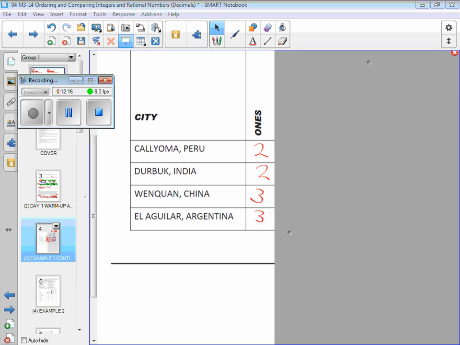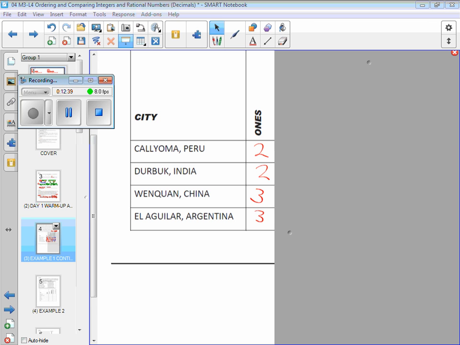Remember again, are we going least to greatest or greatest to least? All right, so now we take a look at our 1's, and out of these 4 digits, we have a 3, we have a 2. Which one's lower? So obviously one of these 2 cities is going to be the lowest. Since they're both 2, what do we have to do next?